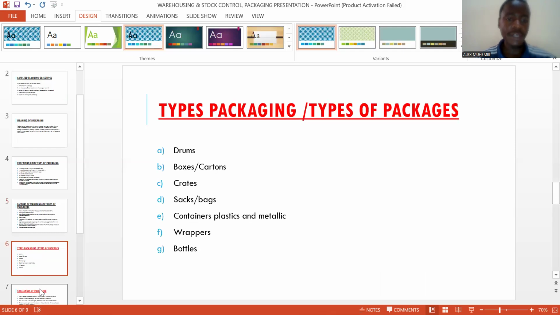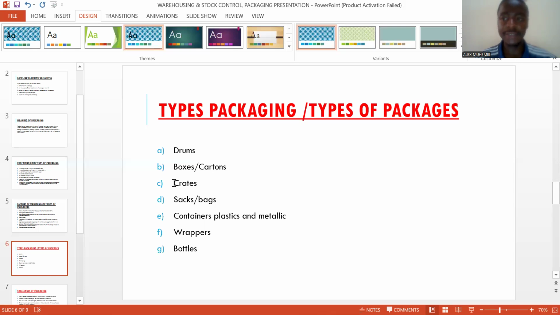The next part I want us to discuss briefly is on the types of packaging. Here it was to be types of packaging, or types of packages, as I had said earlier. Now we have various types of packages. Number one is drums. You can use a drum as a way of packaging your content or the material. You can use boxes or cartons. That is a type of package.